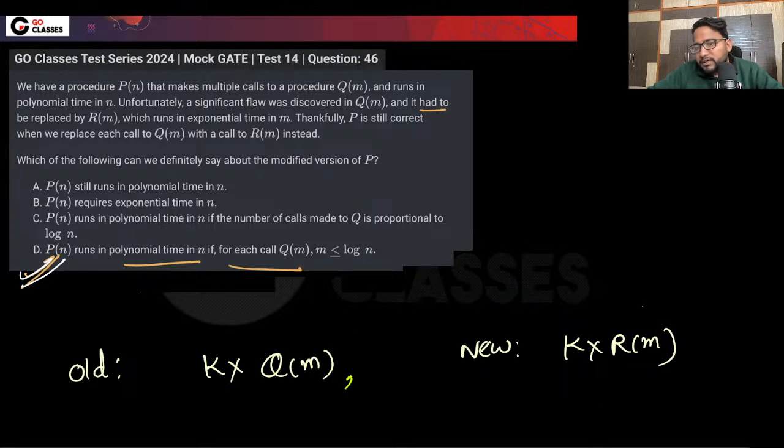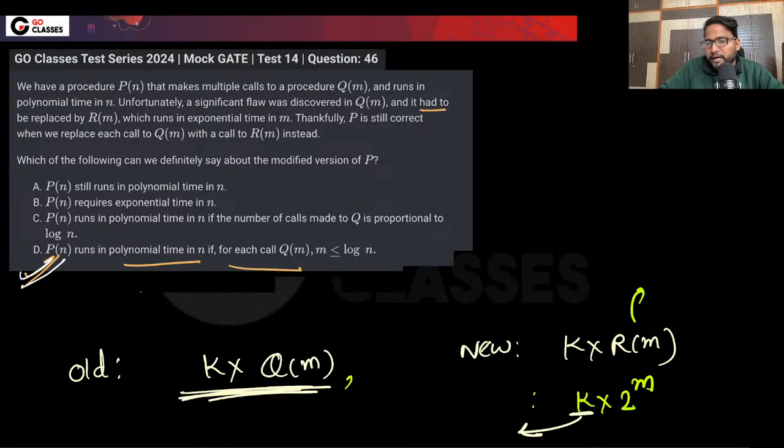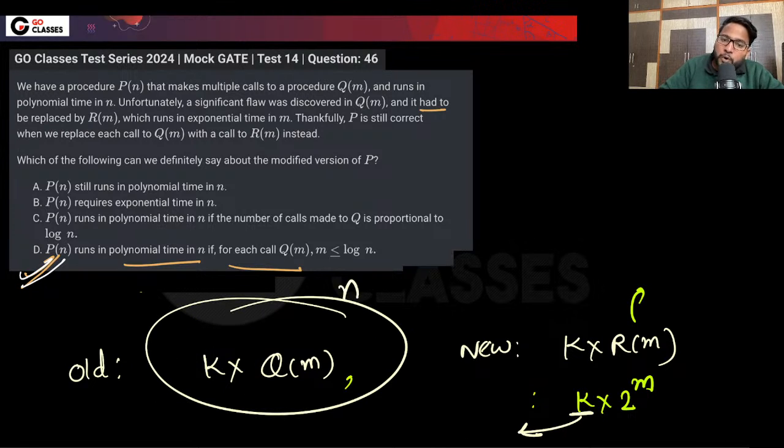Now it is also given that the new one is K into 2 power m. K is given to you as polynomial, because it cannot be exponential. Otherwise, the whole time complexity given here, which is polynomial, would not hold. You can say K must be polynomial itself. If this is also polynomial in n, then you can do it. Otherwise, you won't be able to do it, right?